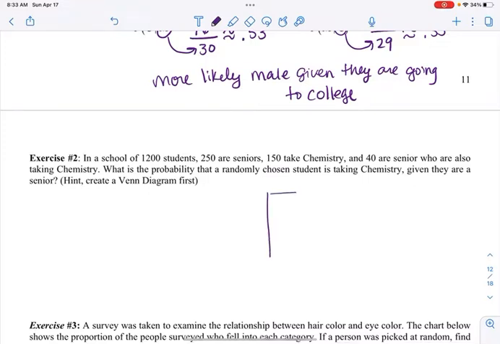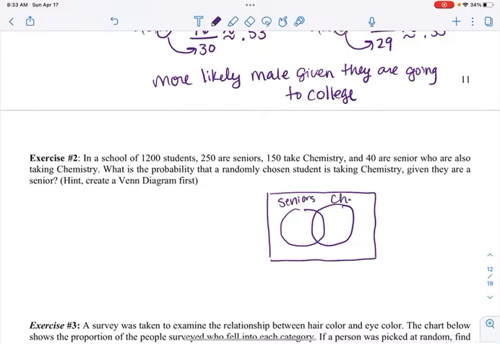So let's draw a Venn diagram for this. All right, so I got my two circles, I got my seniors and my chemistry. So seniors are going to be on the left, and chemistry is on the right. So I have 250 seniors, but I'm not going to write 250 in the circle because out of those 250, 40 are taking chemistry. So I'm going to write 40 and 210. And then chemistry, there are 150 taking chemistry, but 40 are seniors, so I'm just going to write 110 over there. All right, so what's the probability that a randomly chosen student is taking chemistry given they are a senior?